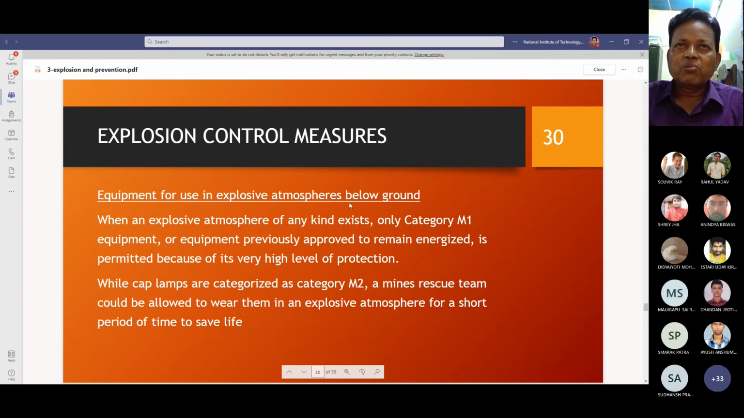Equipment for use in explosive atmospheres below ground. When an explosive atmosphere of any kind exists, only category M1 equipment or equipment previously approved to remain energized is permitted because of its very high level of protection. While cap lamps are categorized as category M2, a mines rescue team could be allowed to wear them in an explosive atmosphere for a short period of time to save their life.